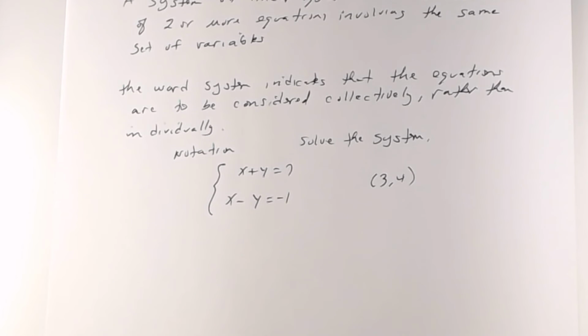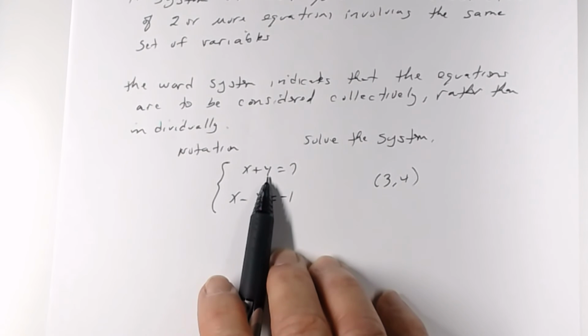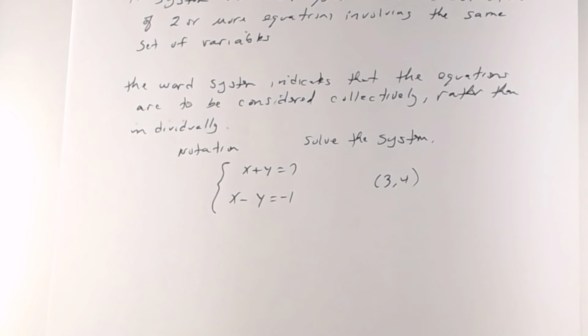And you can check it. What's 3 plus 4? 7. What's 3 minus 4? Negative 1. So (3, 4) is the solution to that system. Individually, each equation has how many solutions? An infinite number. Collectively, they have how many solutions? 1. That's the difference between graphing an equation individually versus talking about them collectively. Collectively, you're referring to it as a system. Individually, you're just saying graph the equations, graph the solutions. That's the only solution. So (3, 4) is the only solution.